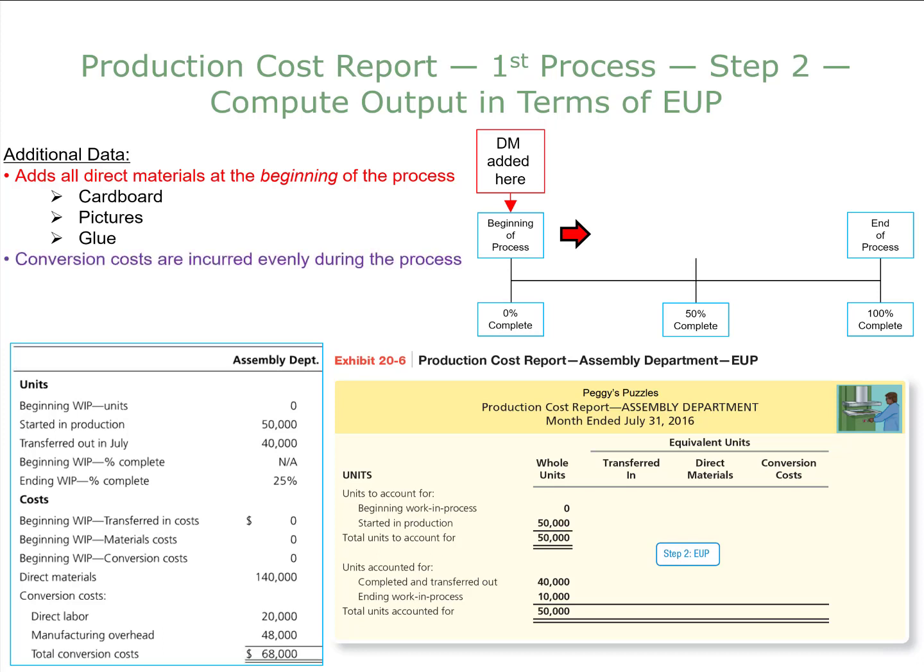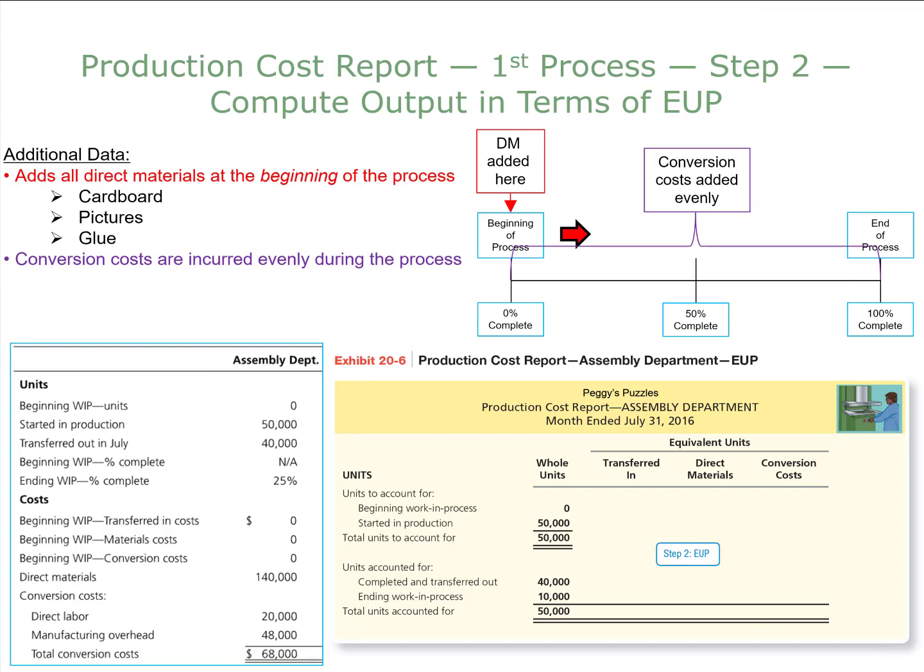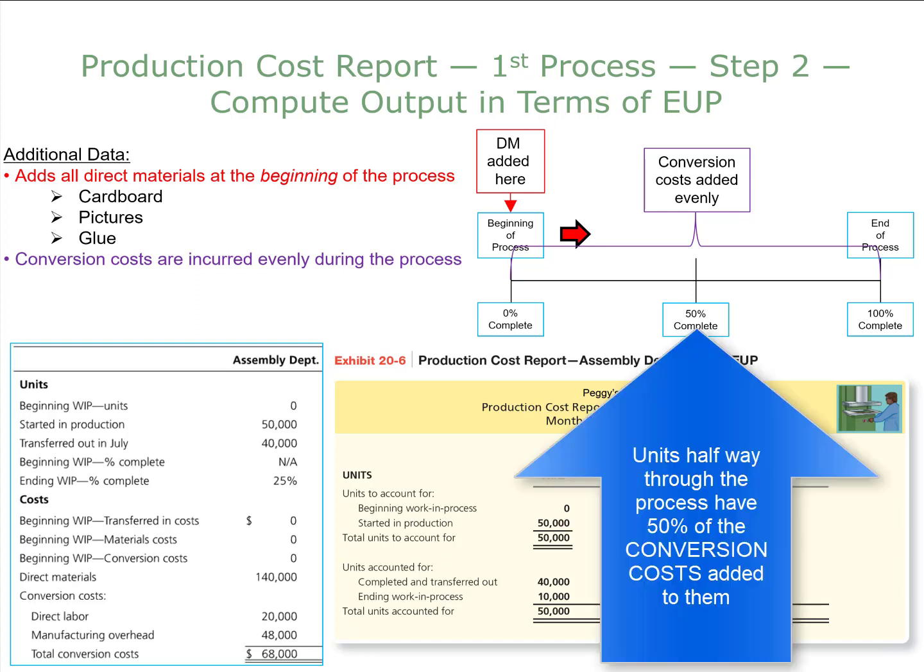But the conversion costs are a different matter. Remember, conversion costs are simply direct labor plus manufacturing overhead. Conversion costs are usually applied evenly throughout the process, and that's the case with this department. That means if the 10,000 ending work-in-process units were halfway through the process at the end of the period, that would be the equivalent of 5,000 units being fully completed for conversion costs. 10,000 times 50%.